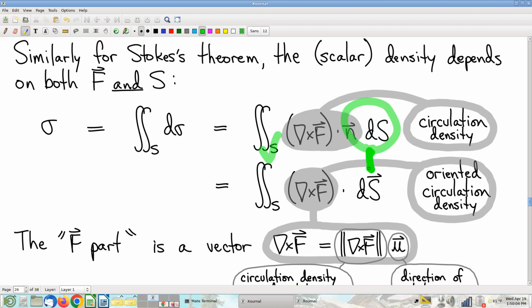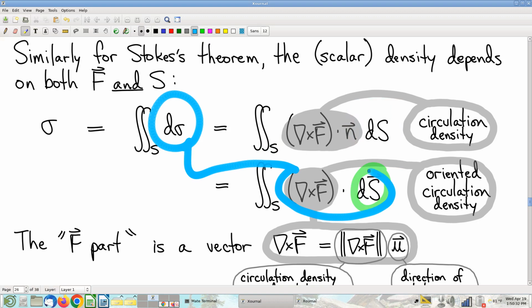Grouped together, there is the ds vector, which we've already talked about. This ds vector is telling you two things. It's telling you the size of the little piece of surface that we're looking at, and it's telling you the orientation, by way of the normal vector, of this little piece of surface. So with this interpreted as oriented size, and looking at this equation, this is equal to that. Likewise, this factor here, the curl, is the thing that you multiply by oriented size to get quantity.